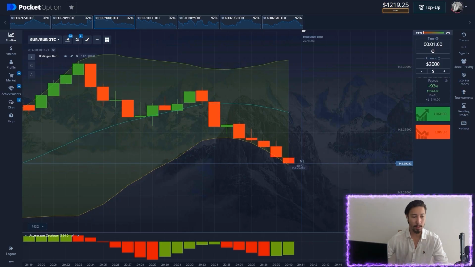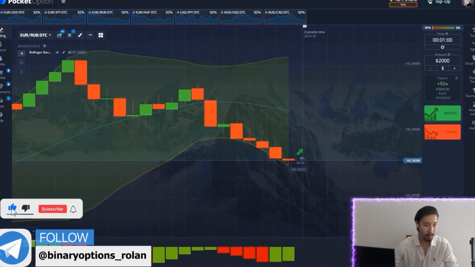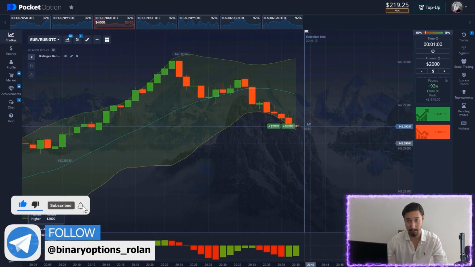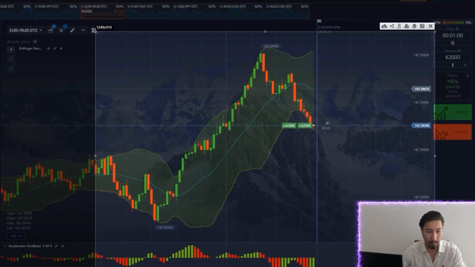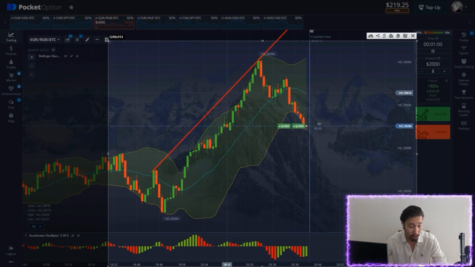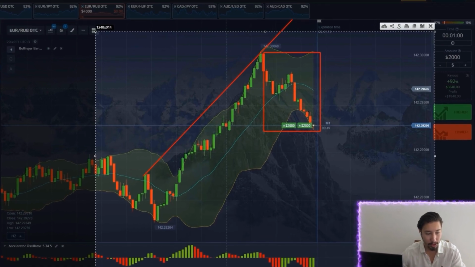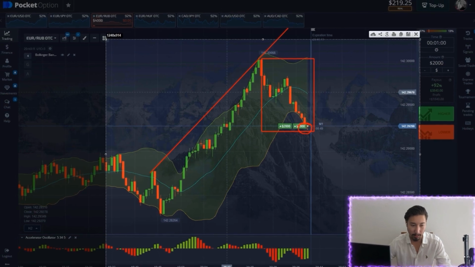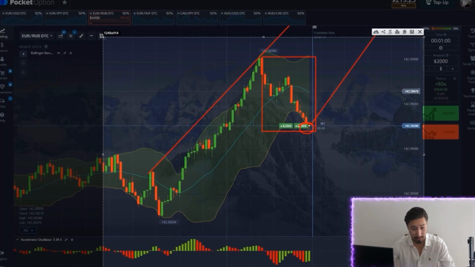Well, here we see the touch of the lower boundary of the Bollinger. At the same time, we see the positive histogram on the accelerator. That's why we open two long positions right now. I'm gonna show you one more time. So previously there was a strong uptrend on the chart, and then we see this correction. The price touched the lower boundary of the Bollinger, and I think the uptrend should continue. The price will go to the upside.